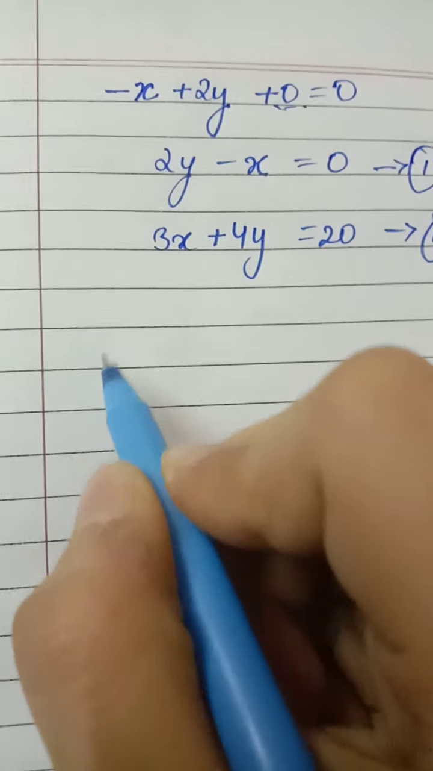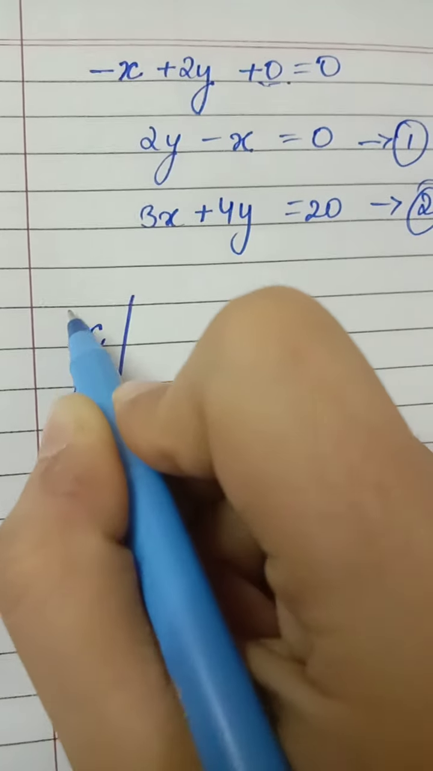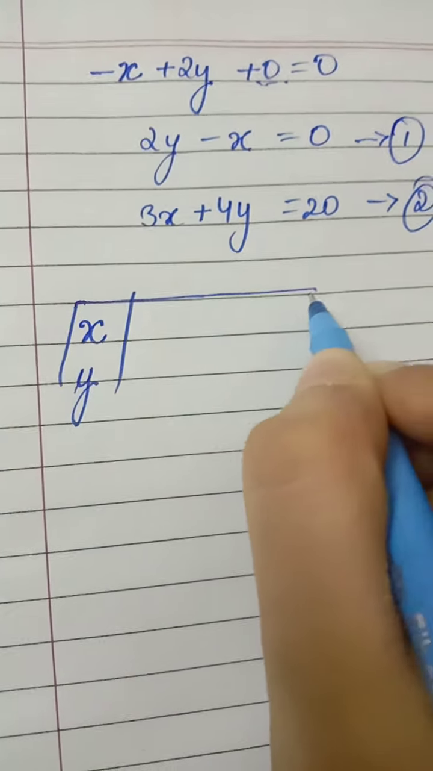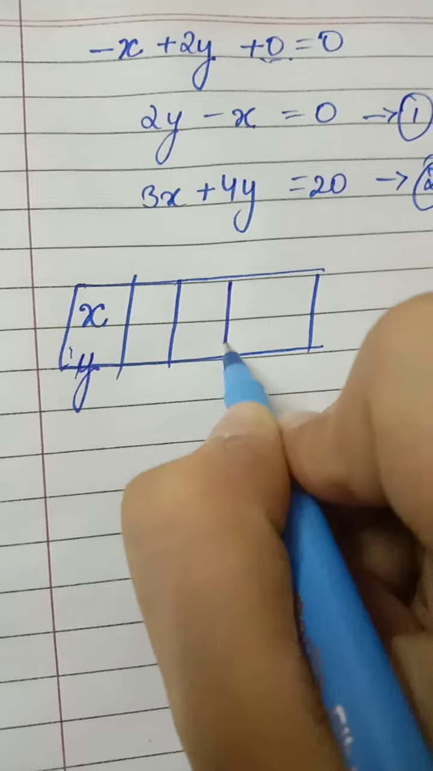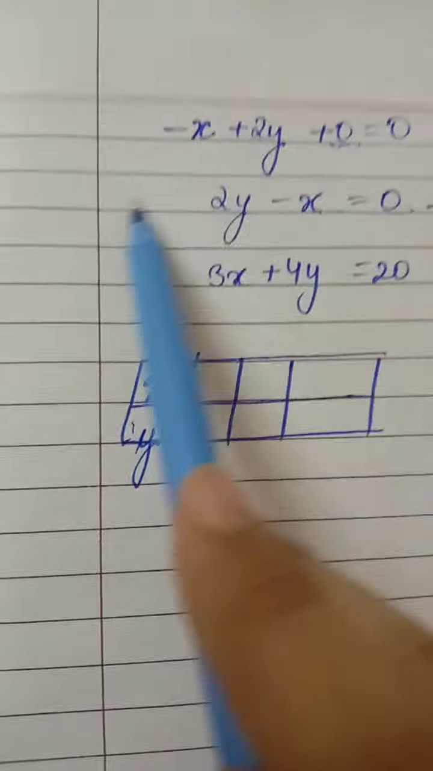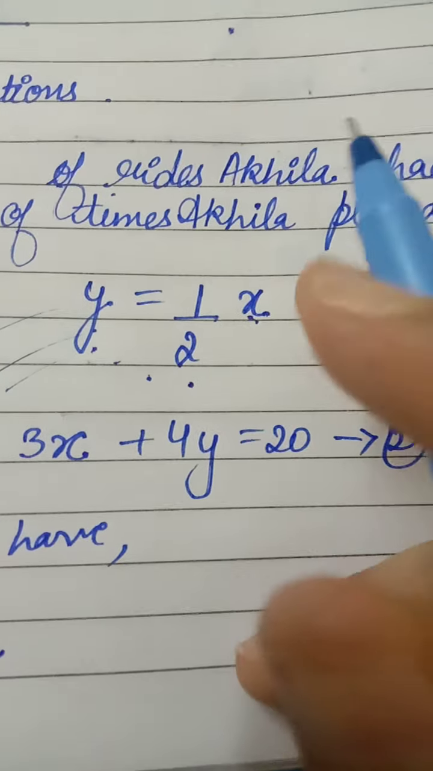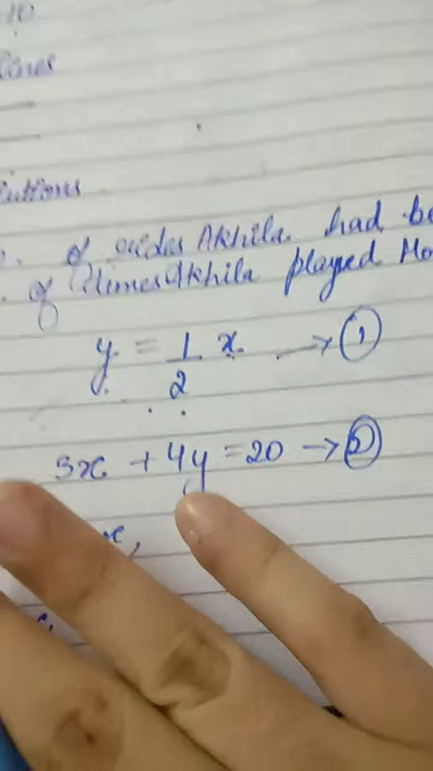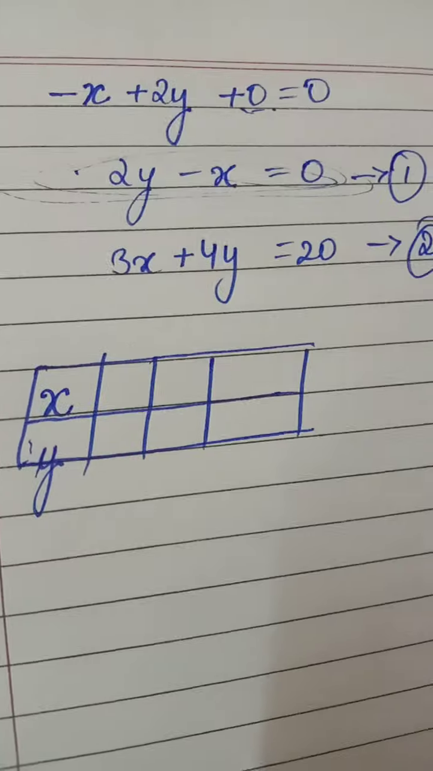First let us put x and y here, with 1, 2 and 3. I prefer this way of finding solutions. If you can find solutions in some other way, you are free to do it, no one is stopping you. I prefer this because it's the easiest way.